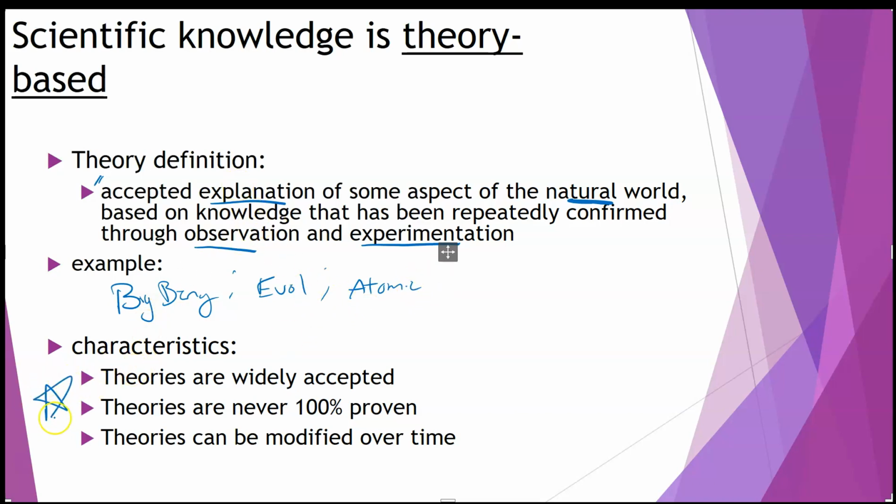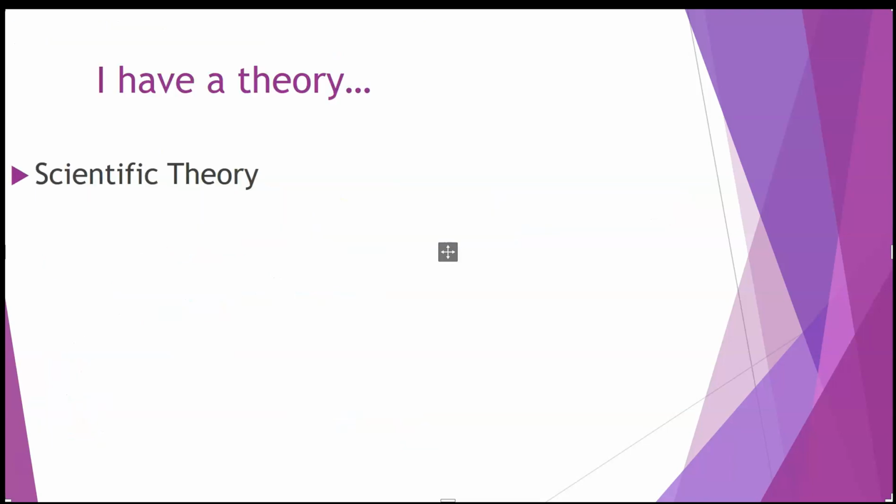But I want you to focus on the characteristics of a theory. Widely accepted. Everyone says, hey, this is what's happening. Never 100% proven. We can't go back in time and see how the earth started. That's not going to happen. And then they can be modified over time. Again, we're talking about experimentation and observation. So the more experiments we get, we might be able to shift those theories in essence.